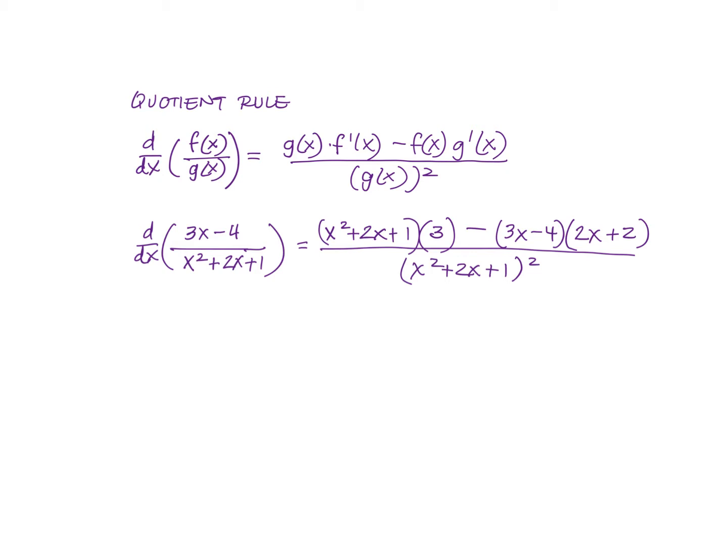Again, just to recap, when you're taking the derivative of the quotient of two functions, it's just the bottom function times the derivative of the top function minus the top function times the derivative of the bottom function, and that's all over the bottom function squared.